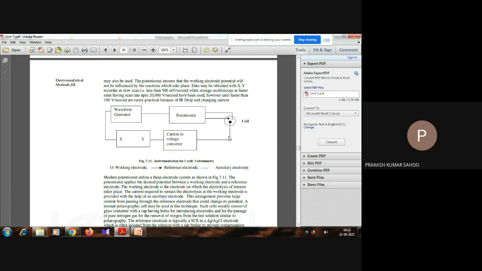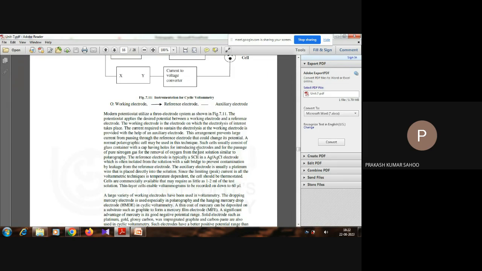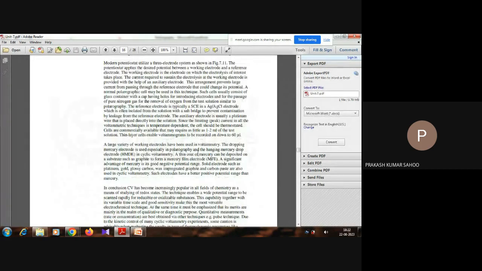So this is just connected to the potentiostat, which maintains the potential at a constant value. Then this is the wave generator. Wave generator means some type of waveform is generated, and these are recorded here, and then this is the current to voltage converter. Then this is connected to a computer system, and from that we can have the related graphs or plots.